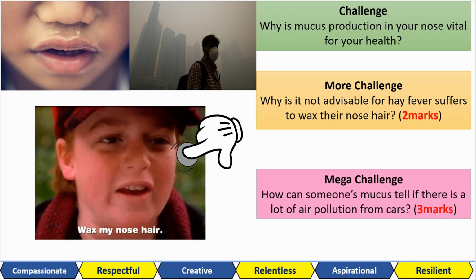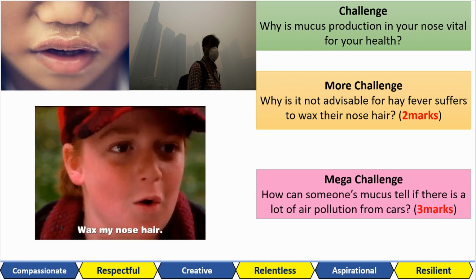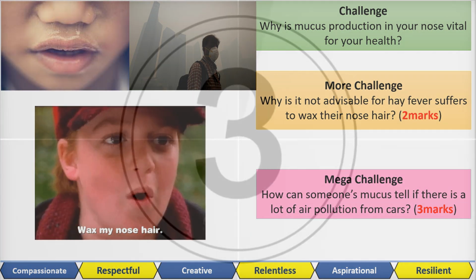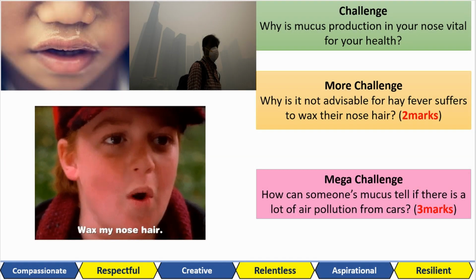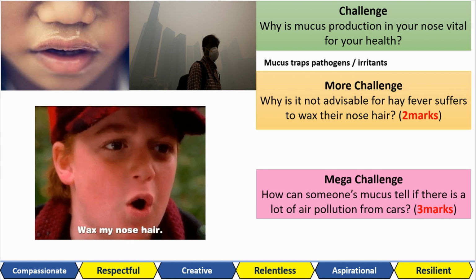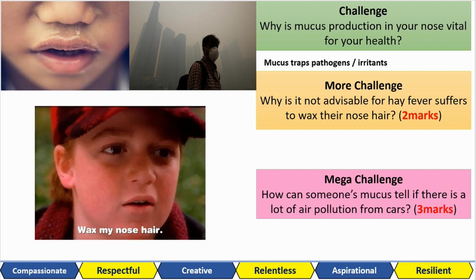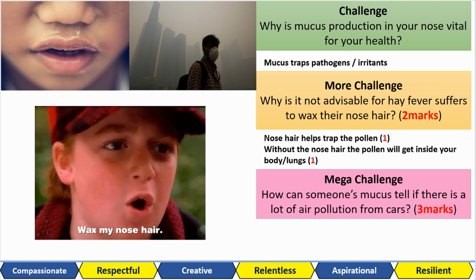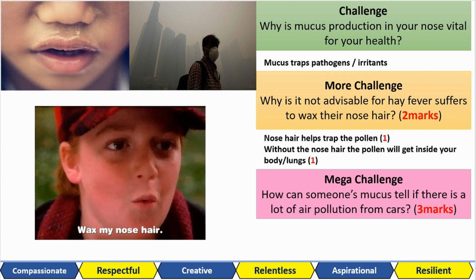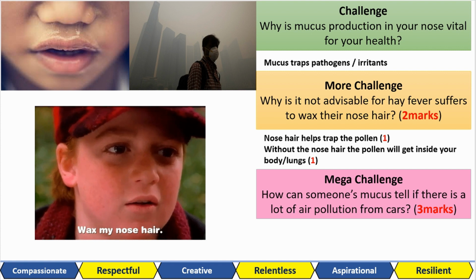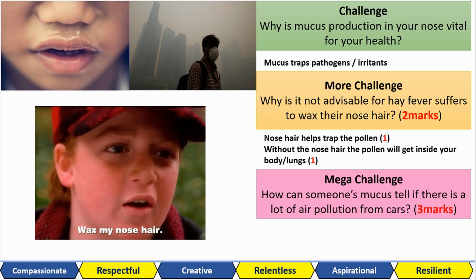Here are some challenge questions. Pause the video and have a go. We produce mucus to trap pathogens and irritants. That is their main function. If you have asthma or a condition like hay fever, you shouldn't chop your nose hair because they help to trap the pollen and other irritants. This means that they cannot end up going down to your lungs.